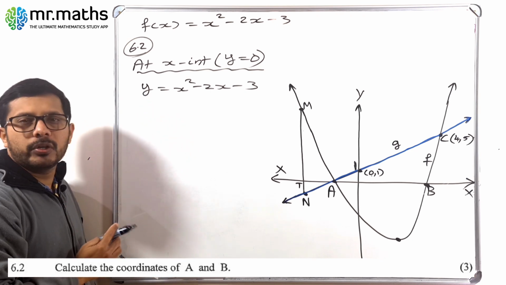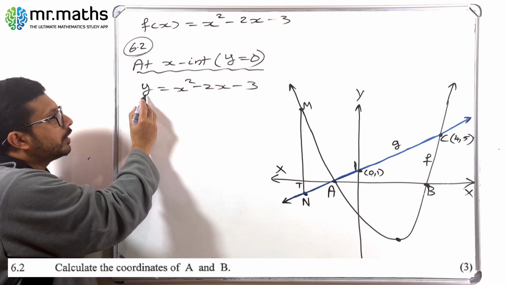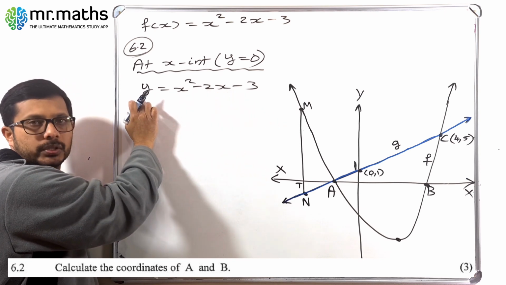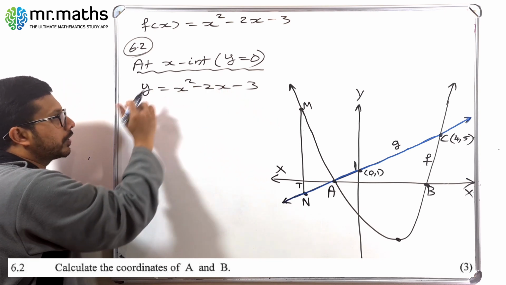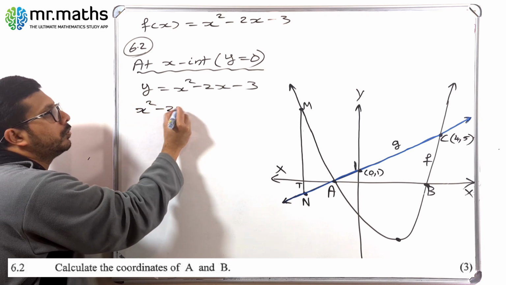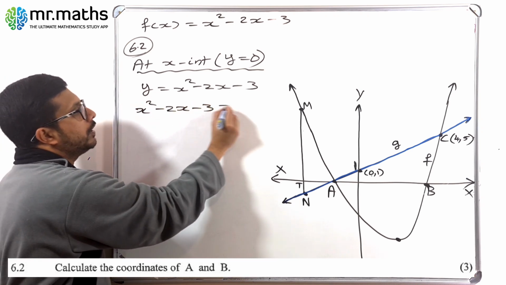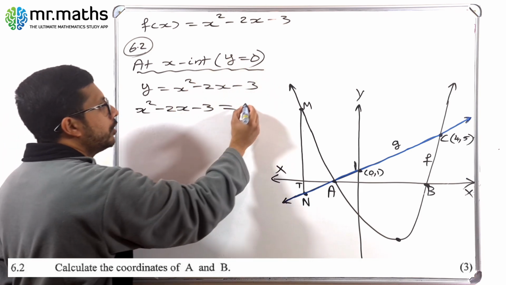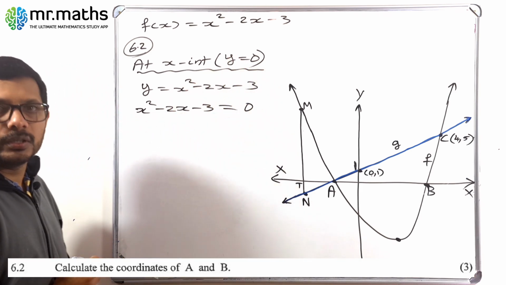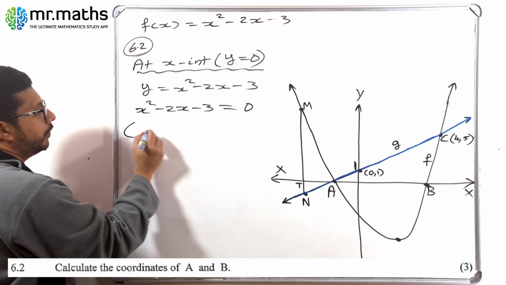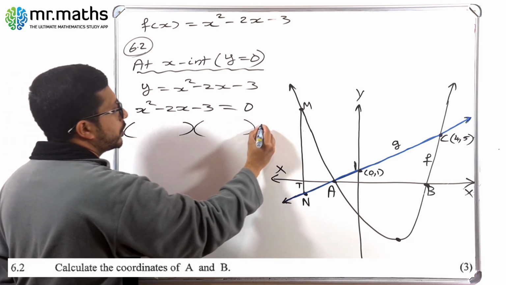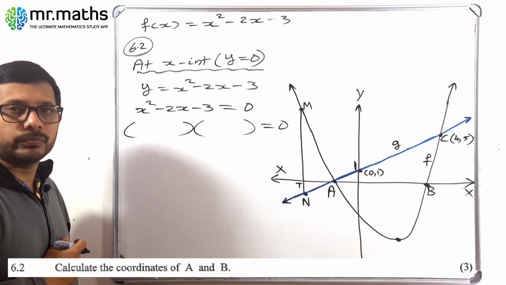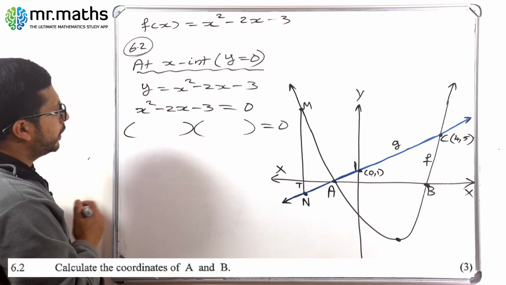So let me avoid one step. What we are supposed to write: 0 is equal to this one, which is the same as this one is equal to 0. So let me write this first: x squared minus 2x minus 3 is equal to, substituting the value of y as 0, so that is equal to 0. Now you have to factorize this one. What are the factors, guys? You must study factorization. Almost all the topics we have to factorize.